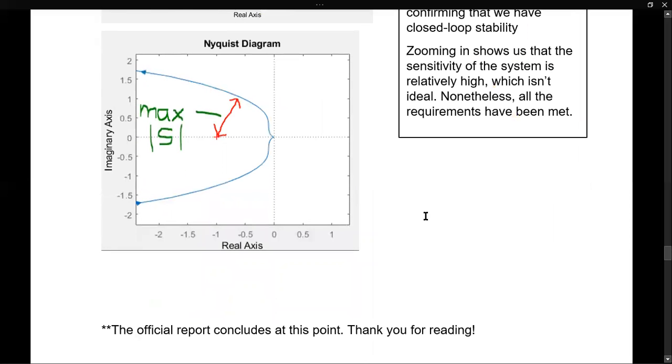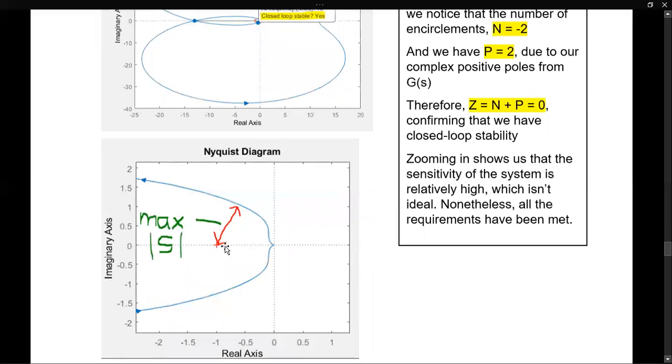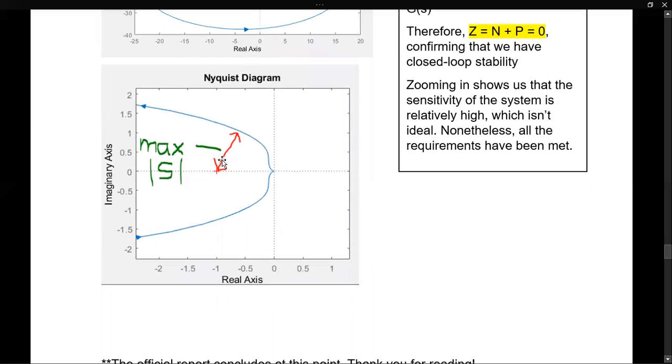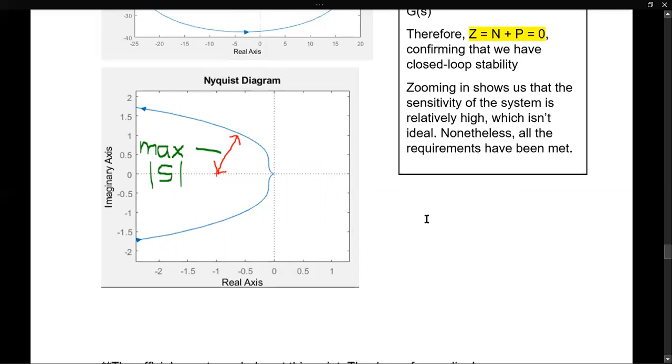Now, in terms of sensitivity, this is the same Nyquist plot, just zoomed in, so you can see -1, 0 better. And the closest distance that the Nyquist is to -1, 0 is this right here, which is our max sensitivity. And it's relatively high, which isn't good. It means that a slight change to the loop function would likely make our system unstable. But nonetheless, we have met all the requirements. We just need to make sure not to make any adjustments to the loop function and keep it as is.